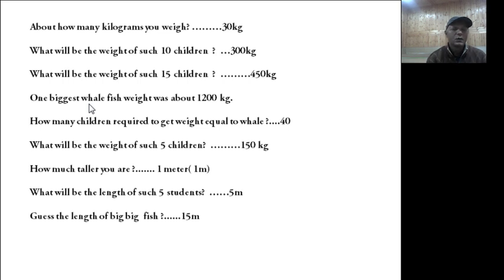Okay, one biggest whale weighed about 1200 kg. Now tell me, how many children are required to get a weight equal to the whale? Because the weight of one student is around 30 kg, 1200 divided by 30 gives you 40. That's why the number of students will be 40. What will be the weight of such 5 children? 5 multiplied by 30 will give you 150 kg.